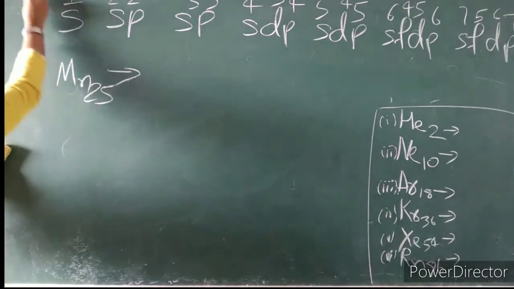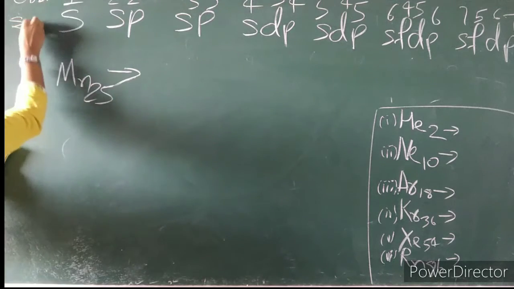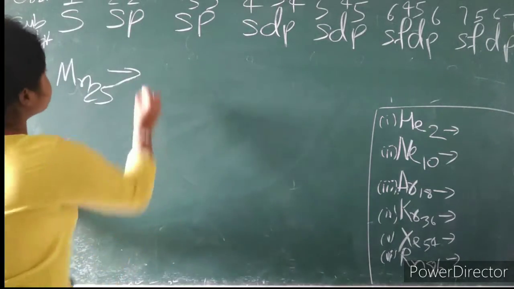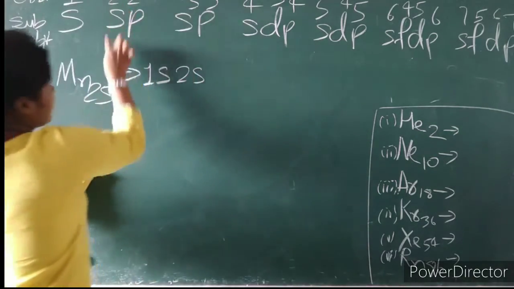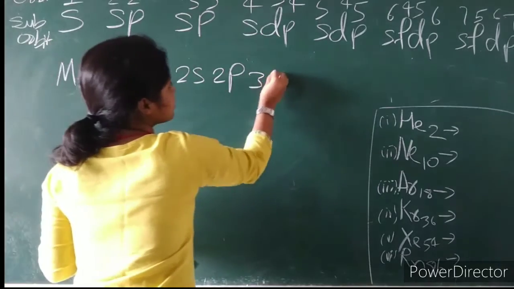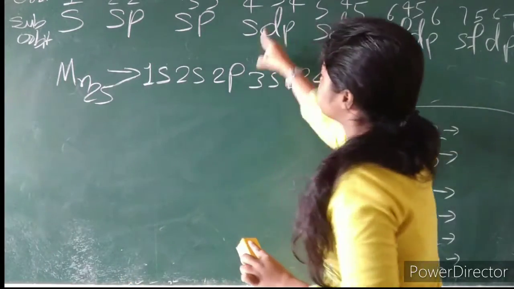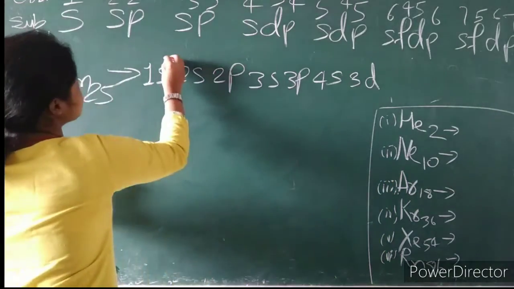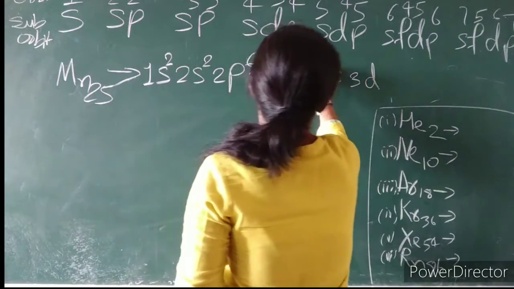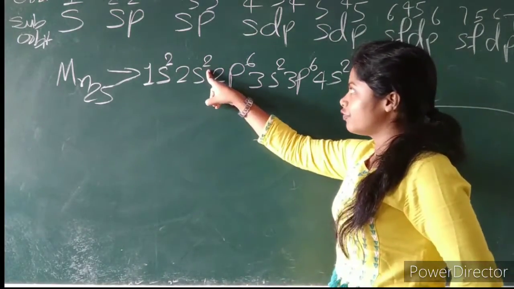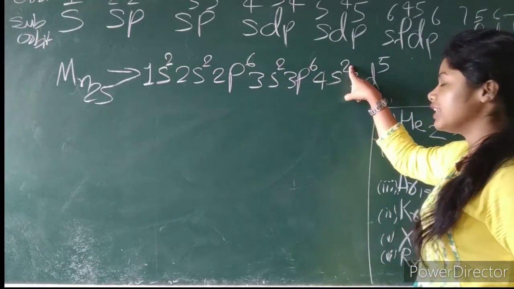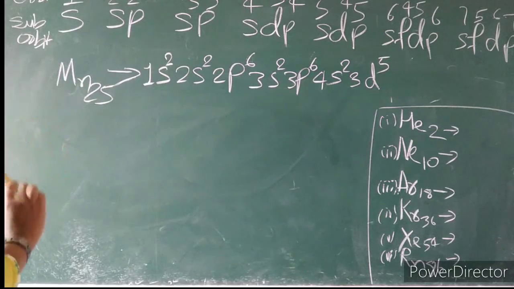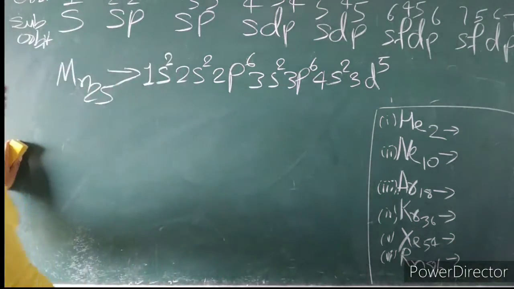These are all the orbits and these are all the suborbits. Let's put it here sequence-wise, following the Aufbau principle. It will be 1s, 2s, then 2p, 3s, 3p, then 4s, then 3d. Now start putting the electrons. In 1s we put the maximum 2 electrons: 2, 2, 6, 2, 6, 2, 5. Now count: 2 plus 2 is 4, plus 6 is 10, plus 2 is 12, plus 6 is 18, plus 2 is 20, plus 5 is 25. And the atomic number is 25 only. So we have written the expanded electronic configuration for manganese.